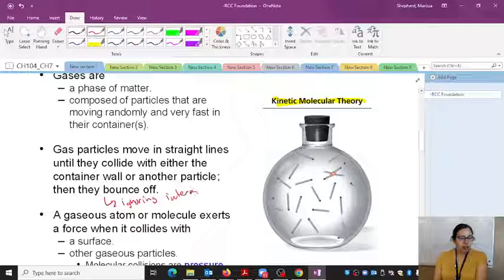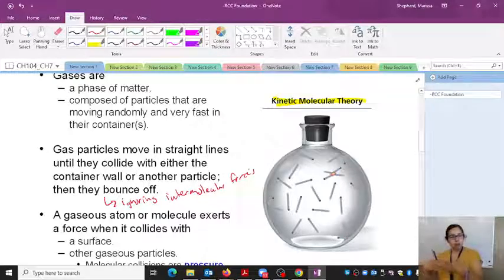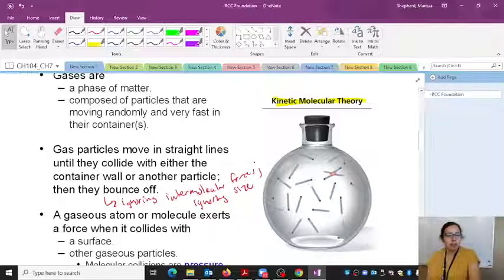So we don't care that they go past near a molecule and would be attracted to one another. We're ignoring that. We're also ignoring the size of our particles. Again, it's an idealized treatment. We're also assuming elastic collisions, so not losing any energy.